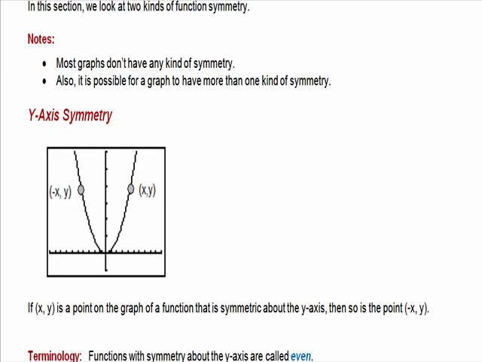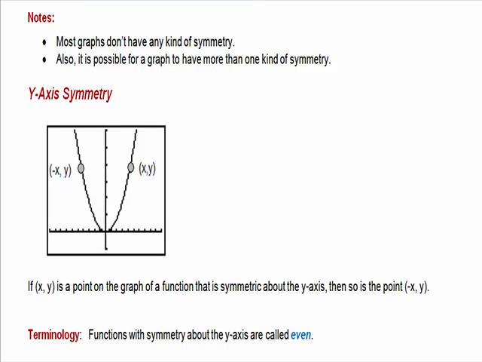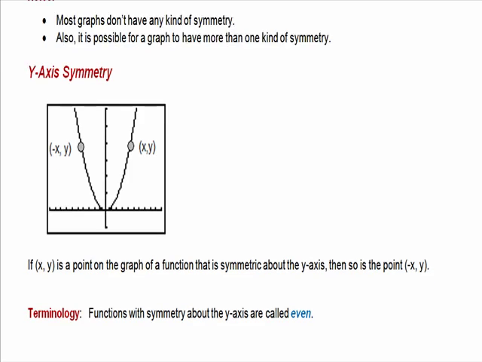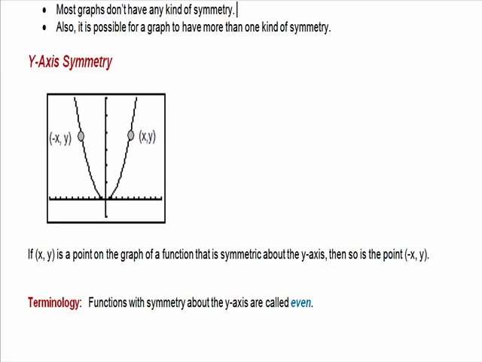Y-axis symmetry really is illustrated in this graph that I now have on the screen. And what y-axis symmetry says is if (x, y) is a point on the graph of a function that is symmetric about the y-axis, then so is the point (negative x, y). So if we have y-axis symmetry, we're going to have these pairs of points. We'd have the point (x, y), and we'd have to have another point on the graph that looks like the negative of x and keep the y. And so in order to have that, every single point on the graph has to have a pair of the other form.